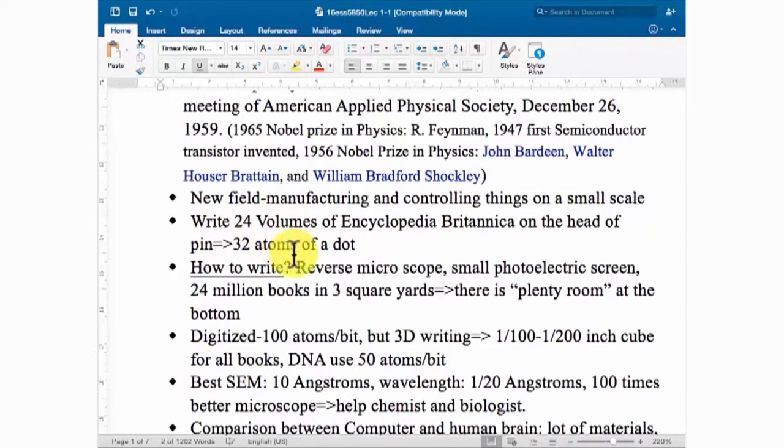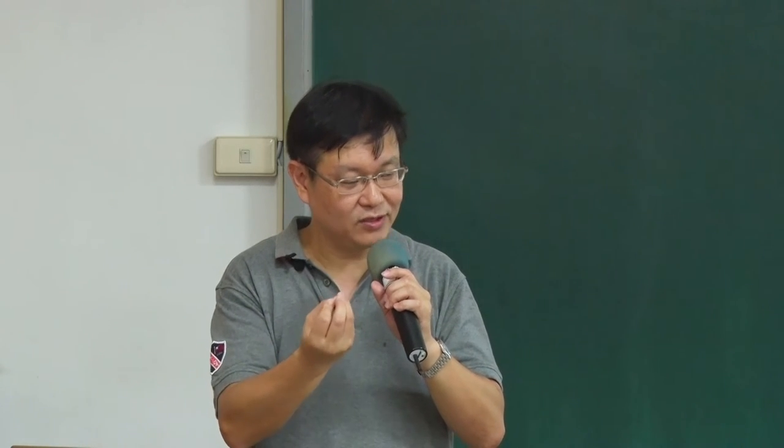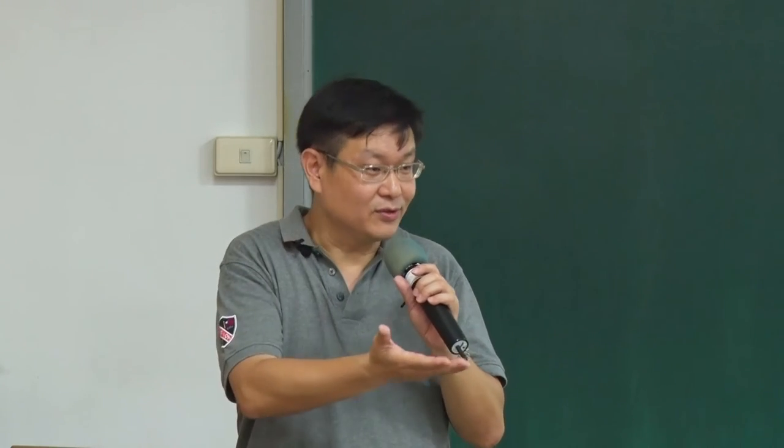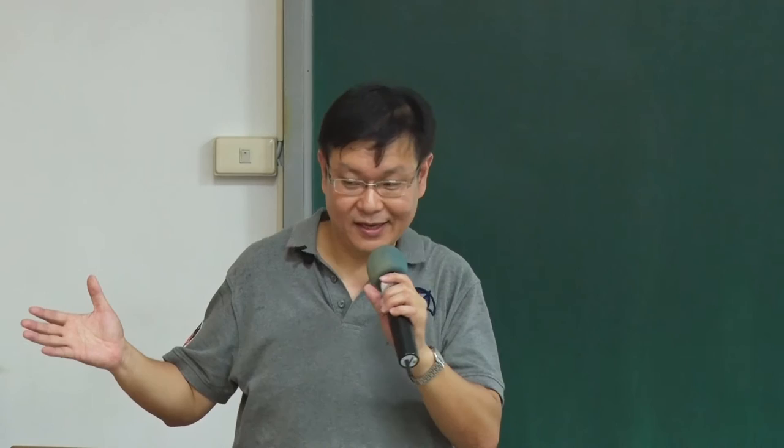However, if you write with 22 atoms as a dot, and you write words where each word contains like 100 dots, each dot occupies like 22 atoms. So you can put everything inside a very small area on the head of a pin. Consider a head of a pin is only like a millimeter, maybe smaller, a couple hundred microns in diameter. But if you shrink the dots small enough, you can put all 24 volumes of the encyclopedia on the top of the pin. That's what you can see in your memory devices right now. But in that day, nobody could imagine that kind of thing. But it's quite an inspiring idea.